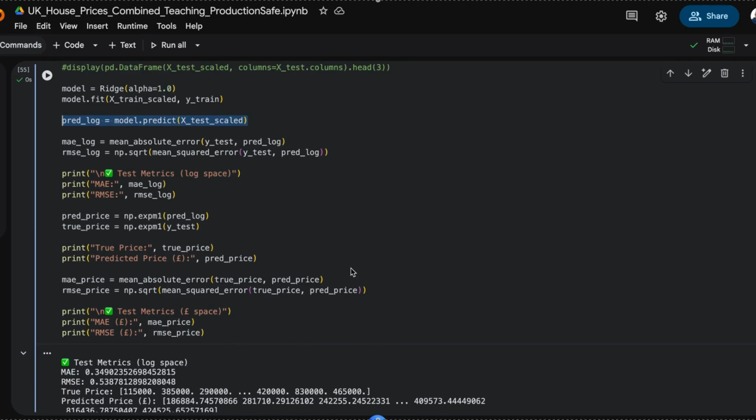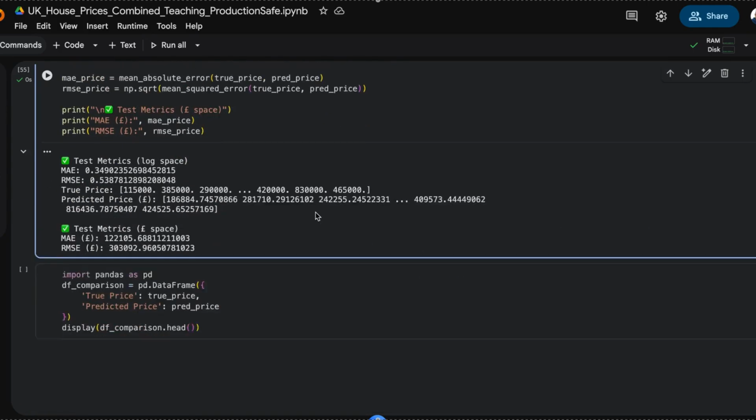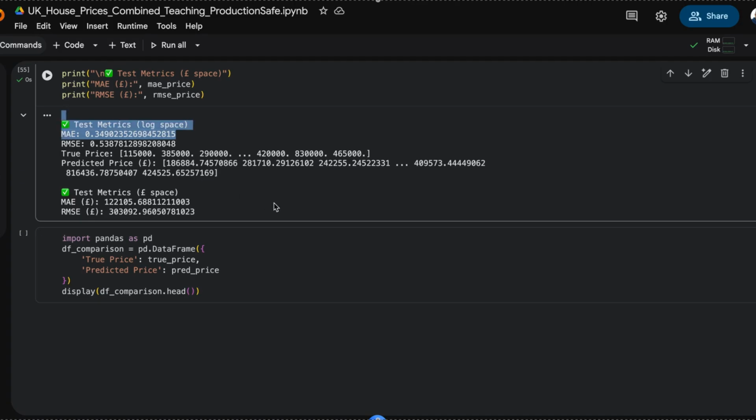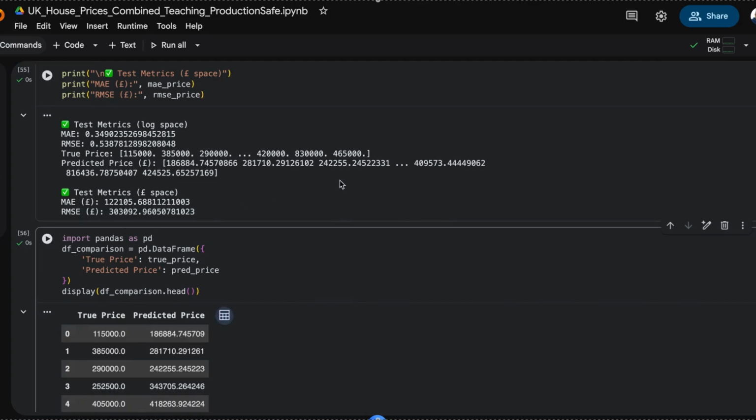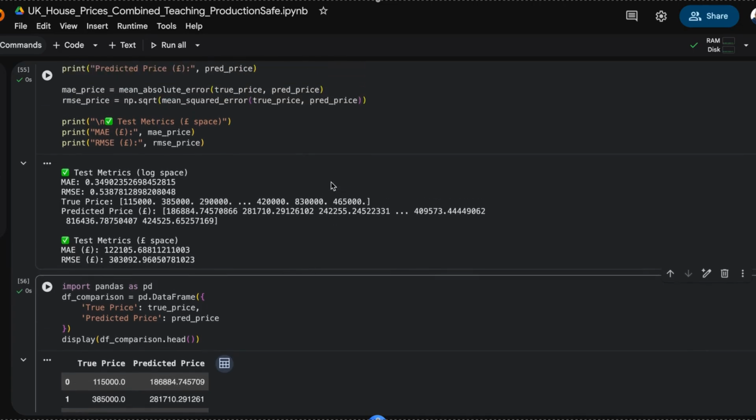Next, we generate predictions on the test dataset. Remember, this data represents future years that were not used during training. This is a realistic evaluation scenario. We compute mean absolute error, root mean squared error in log space. Log space error reflects proportional differences rather than absolute pound differences. For example, an error of 0.3 in log space roughly corresponds to about a 30 to 35% relative difference.